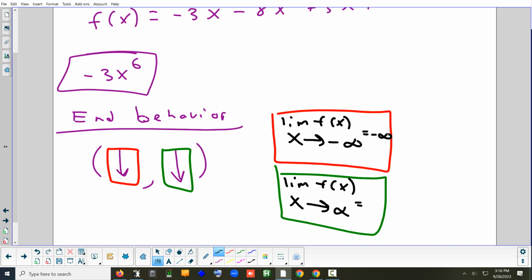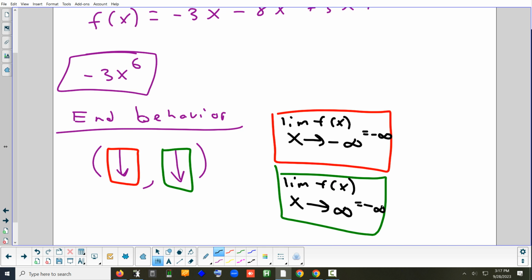And then, as you head further and further to the right, what is the y value getting close to? It's also going to negative infinity. It's going down on both sides. So that's how you find an end behavior model and describe the end behavior both in limit notation and with the arrows.